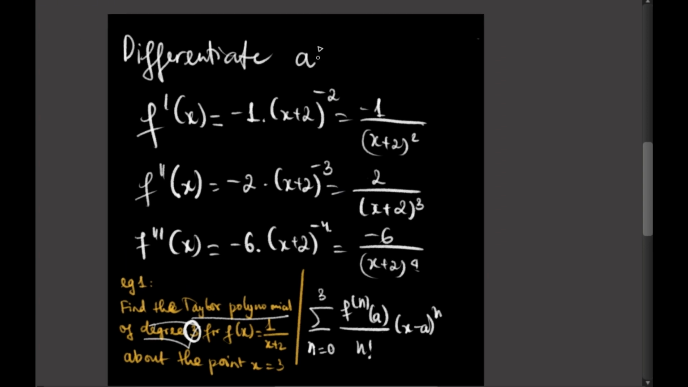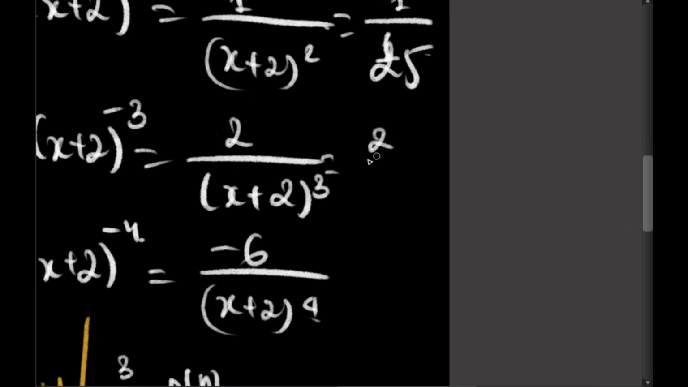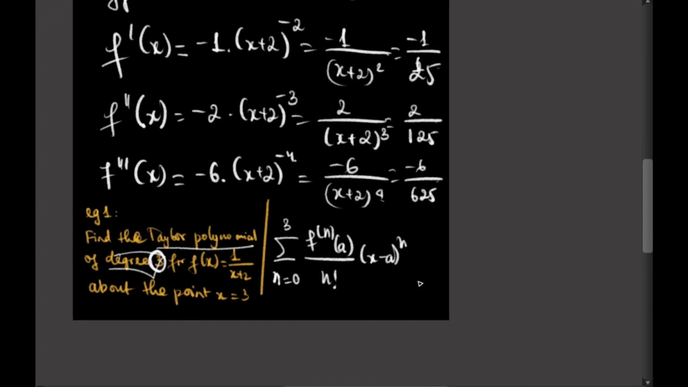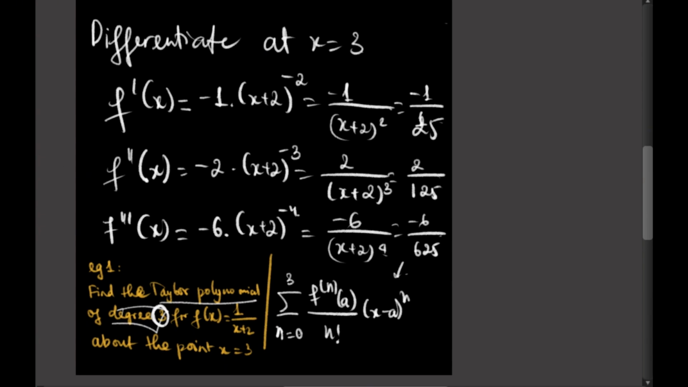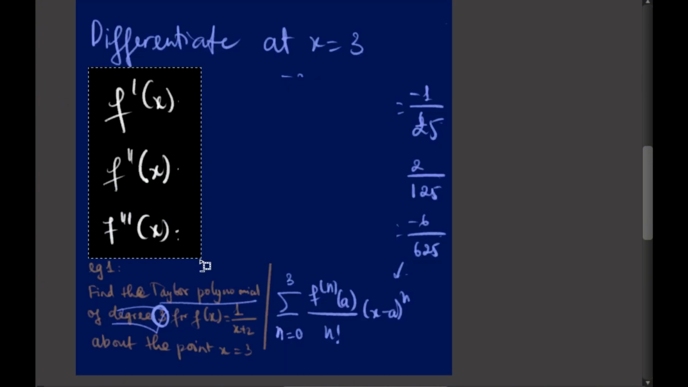So here we're going to find the values at x equal to 3. We put in 0, and now we obtain this is 5, so this is -1 over 25, this is 2 over 125, and this is -6 over 625. And now we're going to substitute those into this expression. I'm going to clean up our notes for a little bit. Here, I'm going to move that to here.